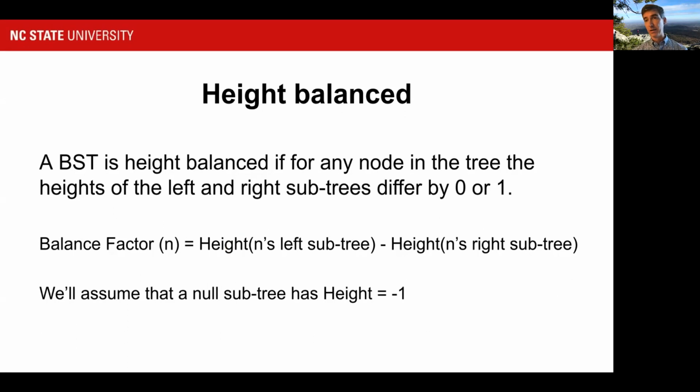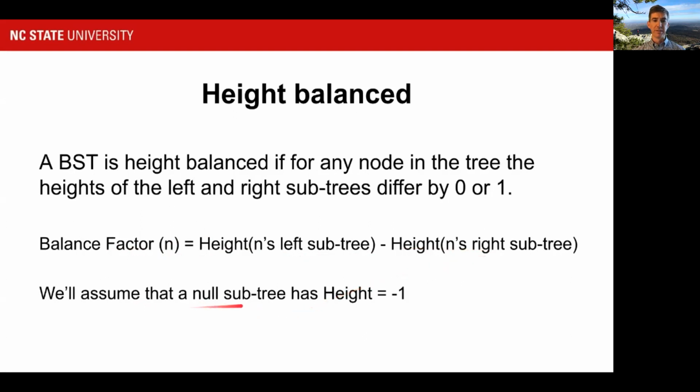If they differ by 0, that means they're the exact same height. If they differ by 1, that means they differ in height by only one level. But if they differ by more than 1, we're going to call that imbalanced, right? And this number that tells us whether they're balanced or not, we call it the balance factor. And the balance factor for a node n in our tree is simply the height of the left subtree minus the height of the right subtree. It's a pretty simple calculation.